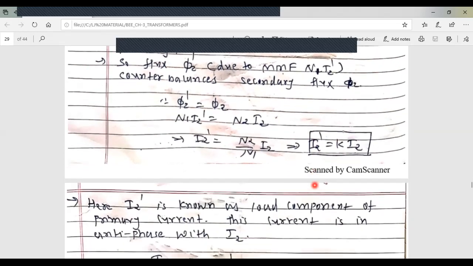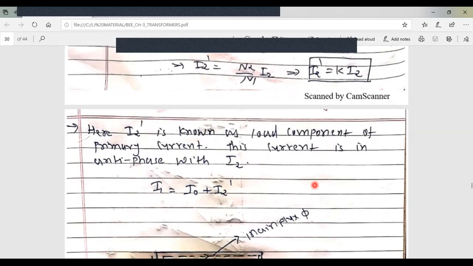So we can say that I2 dash is equal to K I2 but in opposite direction to I2. Now see here. I2 dash is known as the load component of primary current and this current is in anti-phase with I2. So now we have primary current I1 as I0 plus I2 dash. Both currents flow in the primary winding, and I1, the current in the primary winding, is nothing but the addition of I0 plus I2 dash.